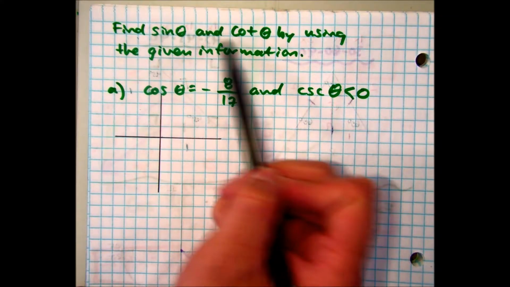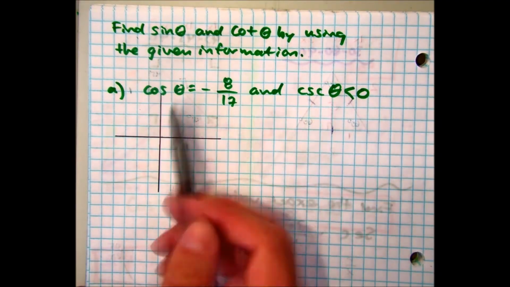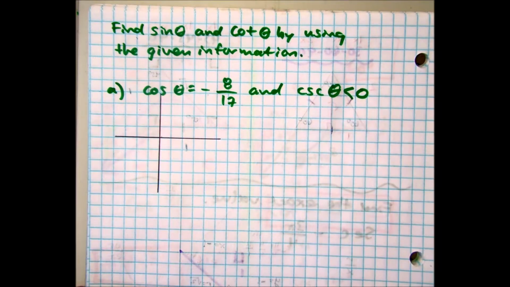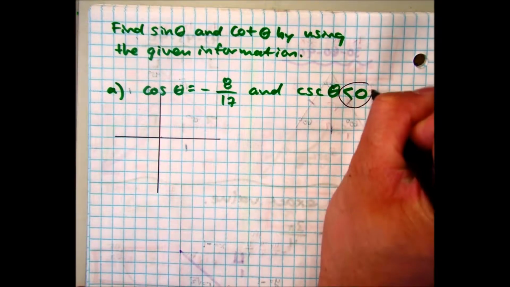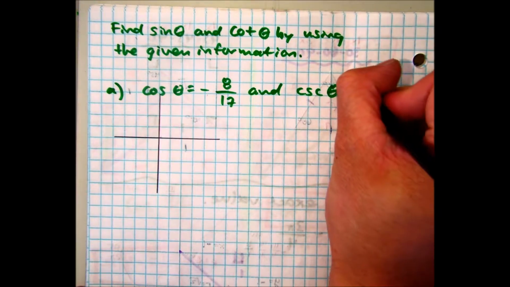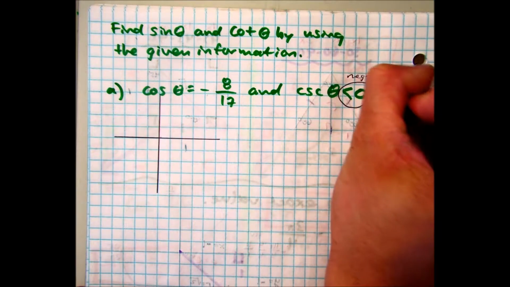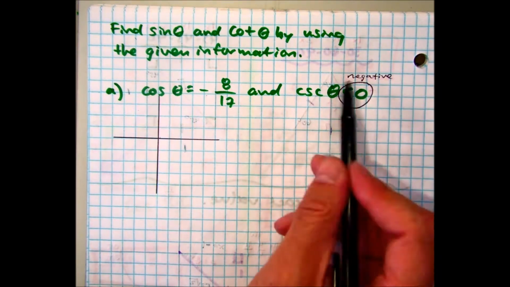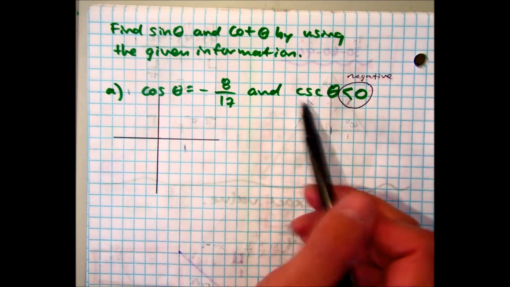Find sine of theta and cotangent theta using the given information. Cosine is negative, and cosecant is negative. What does that mean, class? Which is negative. That's a fancy way of saying negative. They're telling me specific trig functions are either positive or negative.